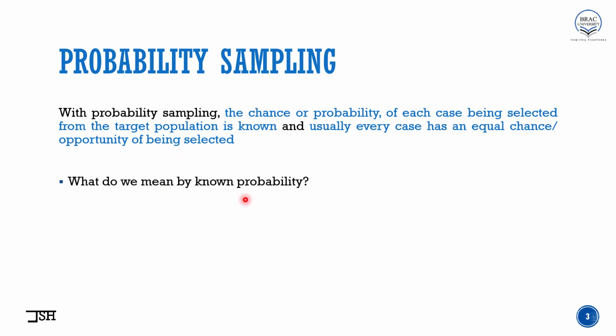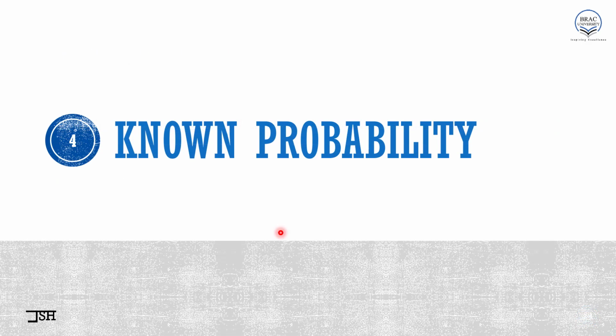What do we mean by known probability and what do we mean by equal chance? So if we understand these two concepts here, we will automatically be able to understand what we mean by probability sampling. So I'm going to start explaining these two concepts now. What do we mean by known probability and what do we mean by equal chance? So what is known probability?